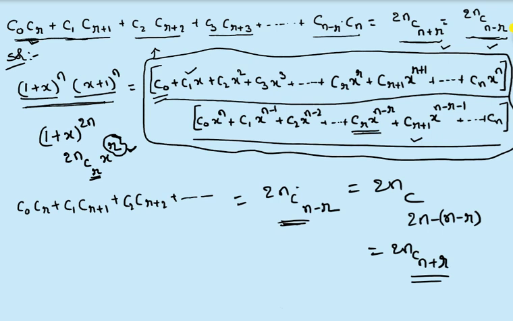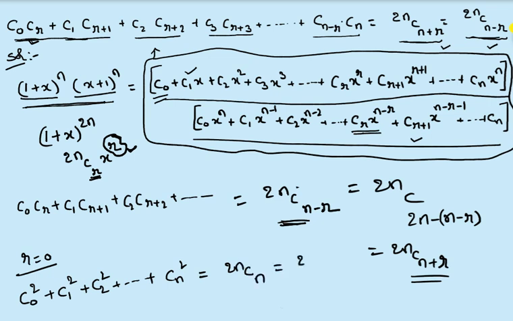You can observe here, if you put R equal to 0 in that result, what will we get? C0 square plus C1 square plus C2 square and so on plus Cn square is equal to 2n Cn. That is nothing but 2n factorial divided by n factorial whole square. C0 square plus C1 square plus C2 square and so on plus Cn square is equal to 2n Cn.